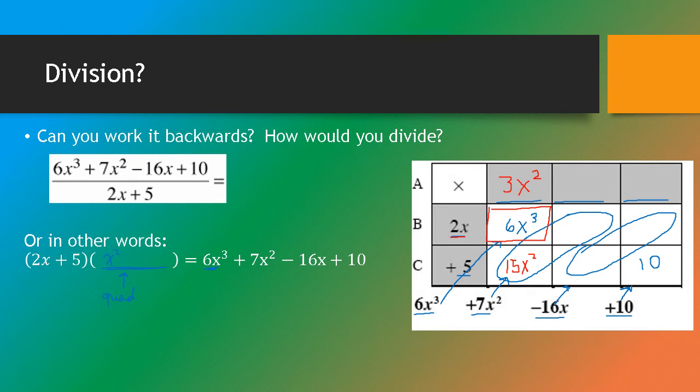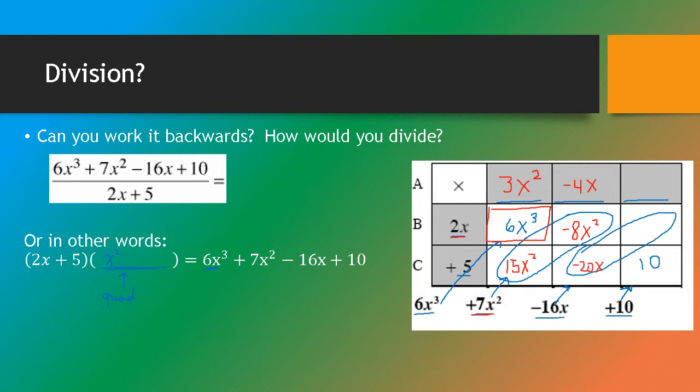Now, because these two diagonal terms are like terms that add up to 7, I need a negative 8x squared here, so that when these two are combined, they make 7. And once again, I'm dividing. So negative 8 divided by 2 is negative 4. And I also need an x here, so that x times x makes the x squared. But now, negative 4x times 5 is negative 20x.